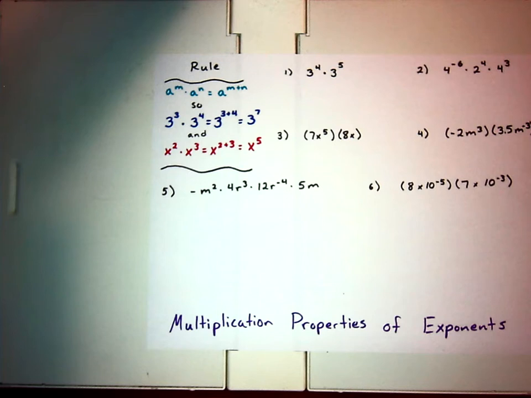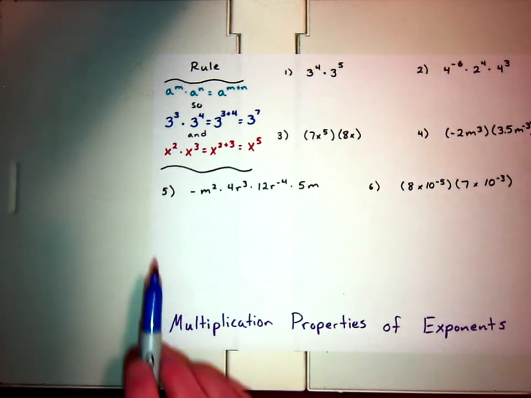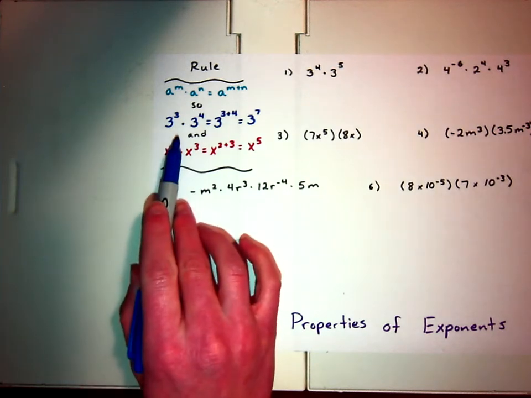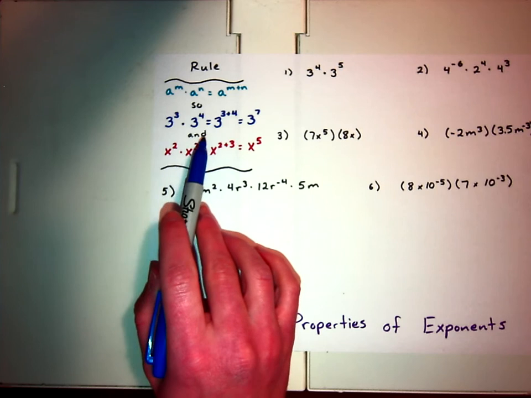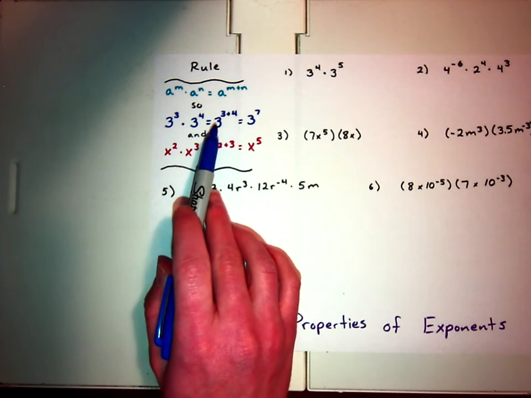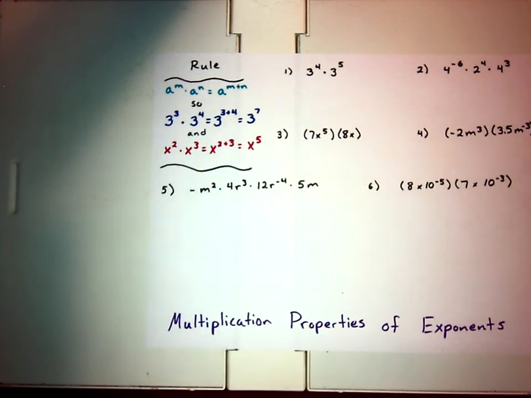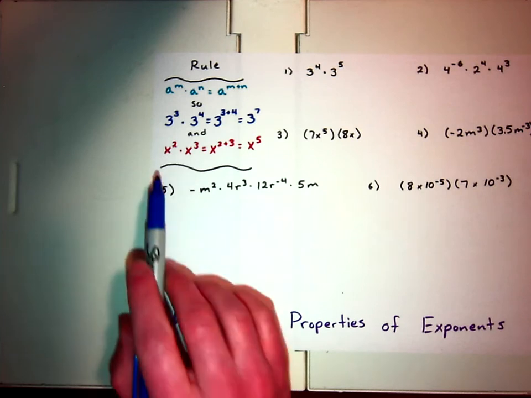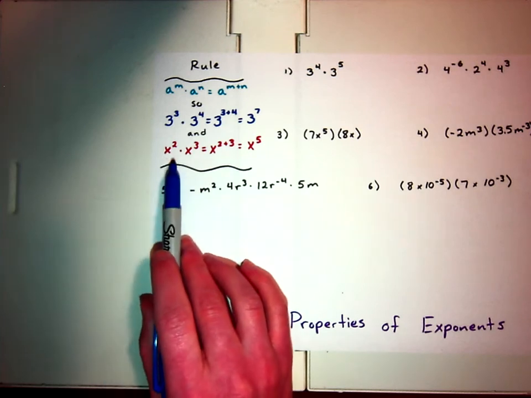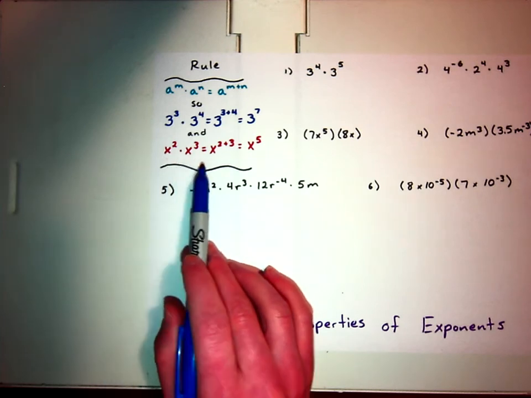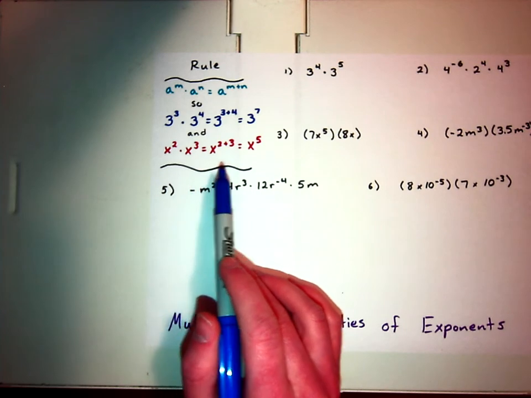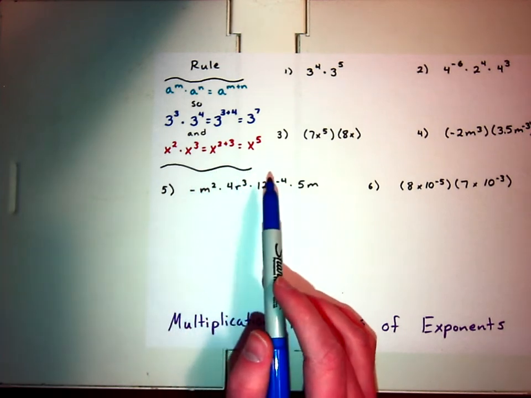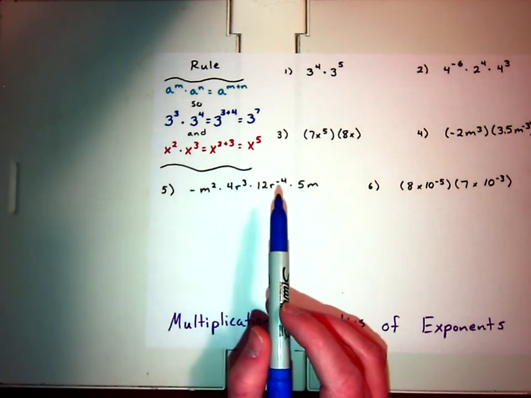Okay? So for this example, we can see 3 to the third power times 3 to the fourth power equals 3 to the 3 plus 4. Well, that's 3 to the seventh power. And it works just the same with variables. So it would be x to the second power times x to the third power. That will equal x to the second plus 3, so it's going to be x to the fifth power. So let's look at some of these examples.